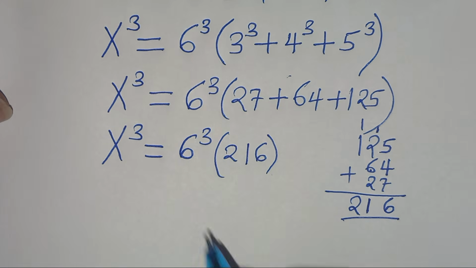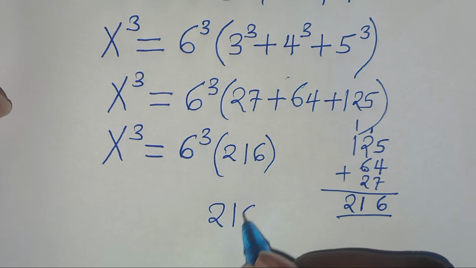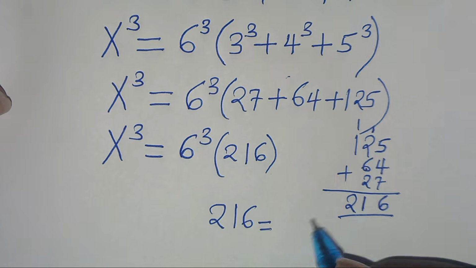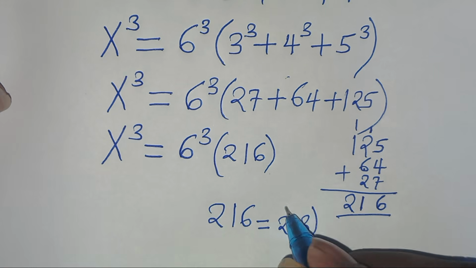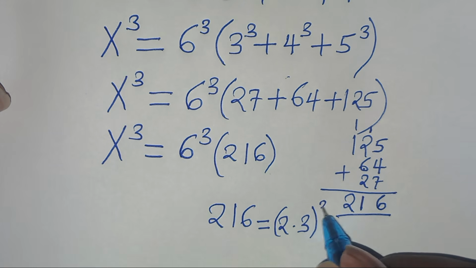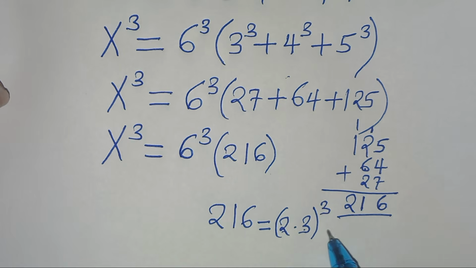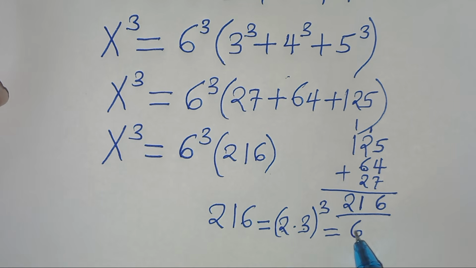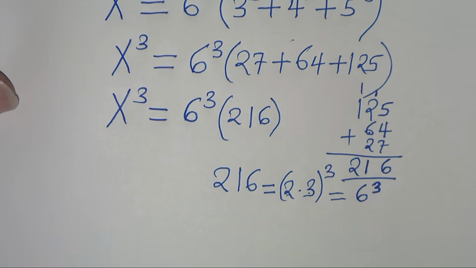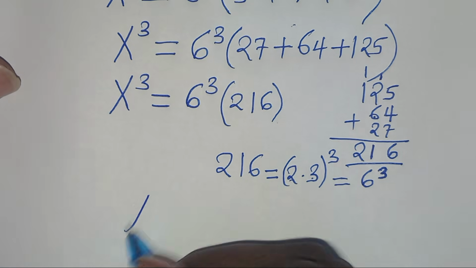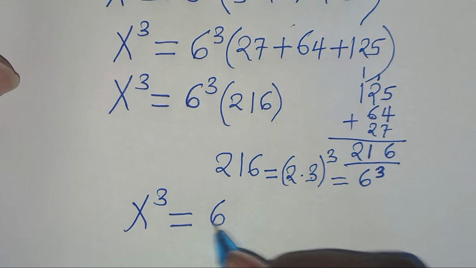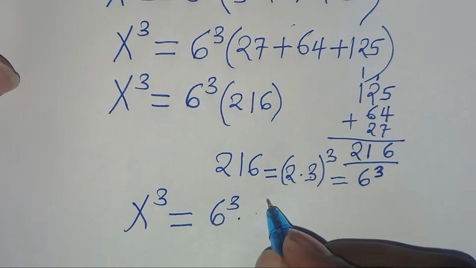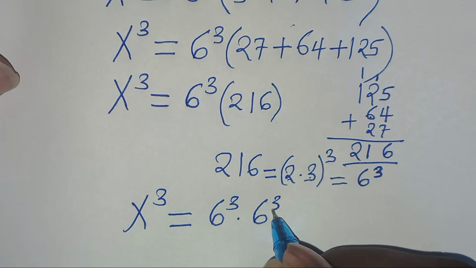So the next step is that we can express 216 as the same thing as 2 multiplied by 3, raised to the power of 3. 2 times 3 is equal to 6. So this is the same thing as 6 raised to the power of 3. So we can express x to the power of 3 as 6 to the power of 3 multiplied by 6 raised to the power of 3.